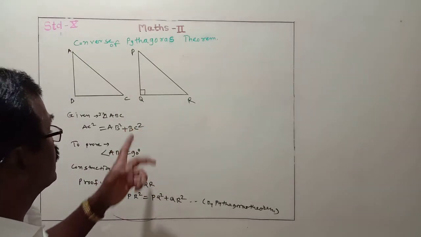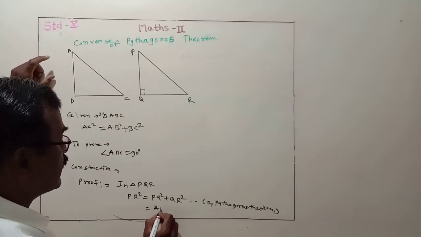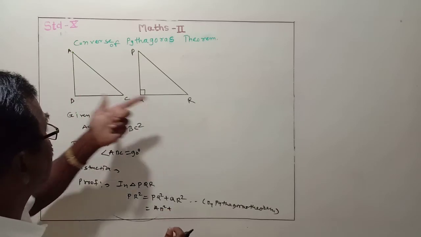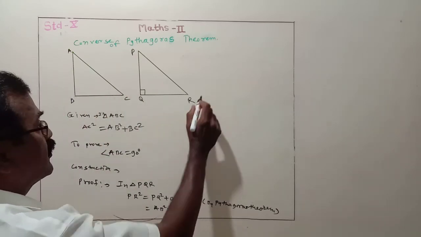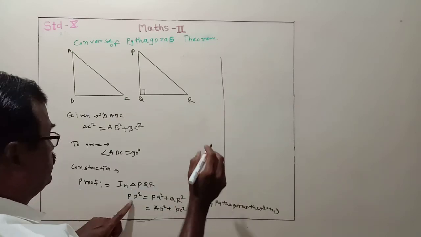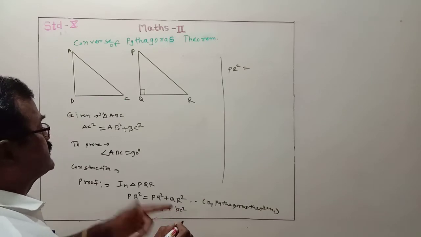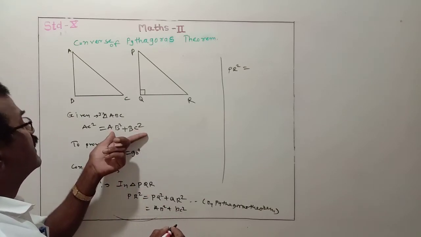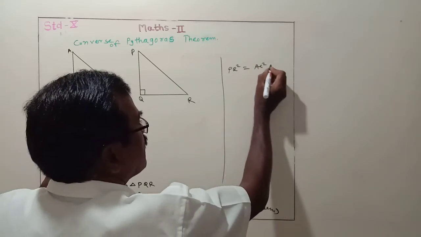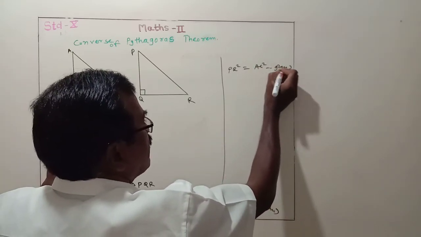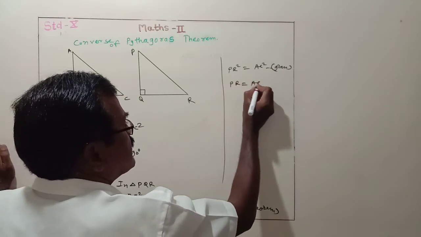Then we write the value of PQ as AB square and QR as BC square. This is from the construction. Therefore, PR square is equal to AB square plus BC square. In the given, the value of AB square plus BC square is AC square. Taking square root, PR is equal to AC.